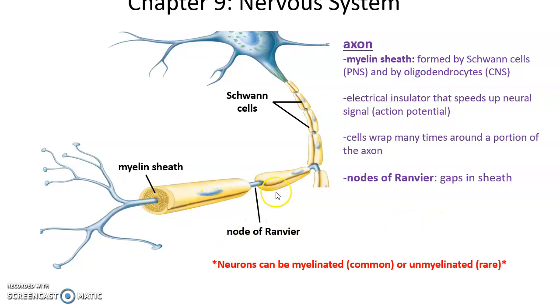Now, the myelin sheath does not cover the entire axon. There are gaps between portions of the myelin sheath. These gaps are important. They're necessary for the function of the axon, and they are called the nodes of Ranvier. So the gaps in the sheath are called nodes of Ranvier. Now, most neurons are myelinated. Over 90% are myelinated, but there are some out there that are unmyelinated, that do not have a myelin sheath.